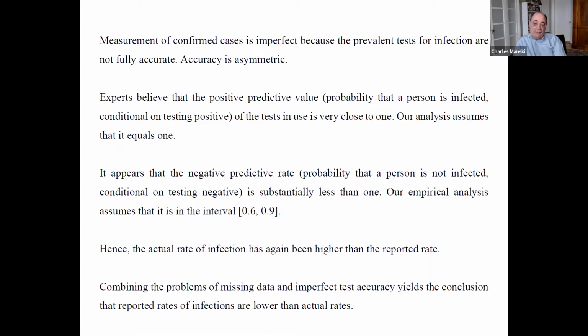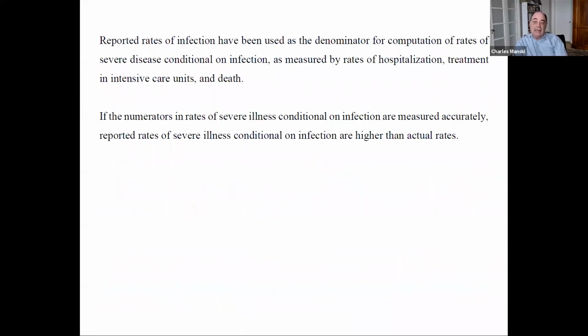The impact of having so-called false negatives, that some people get negative test results but are actually infected, adds to the reason why the actual infection rate is higher than the reported rate, because some people who test negative actually are infected. So if you put these two together, the missing data problem and the imperfect test accuracy, you have this conclusion that reported rates are lower than the actual rates.